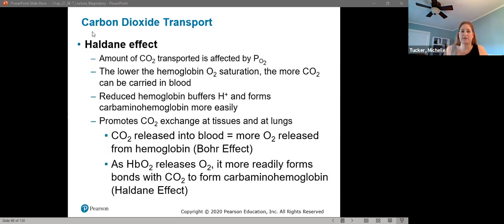So now we're on to our last, I believe it's our last effect, the Haldane effect. The amount of carbon dioxide being transported is also affected by oxygen. The lower the hemoglobin saturation, the more carbon dioxide can be carried in the blood.